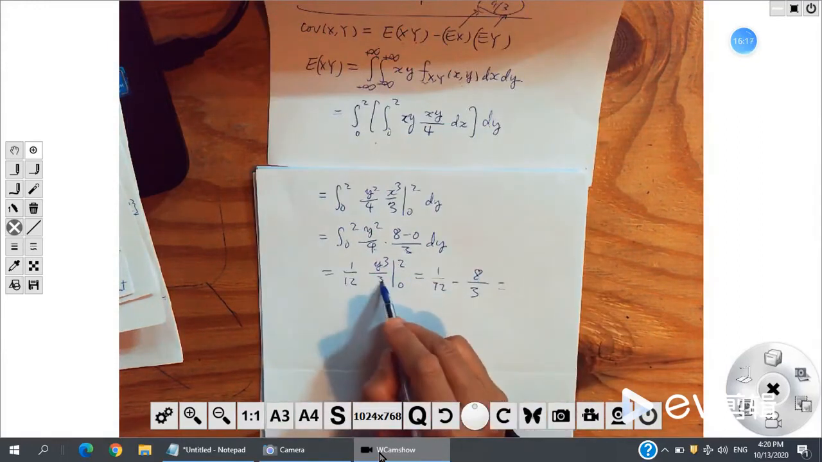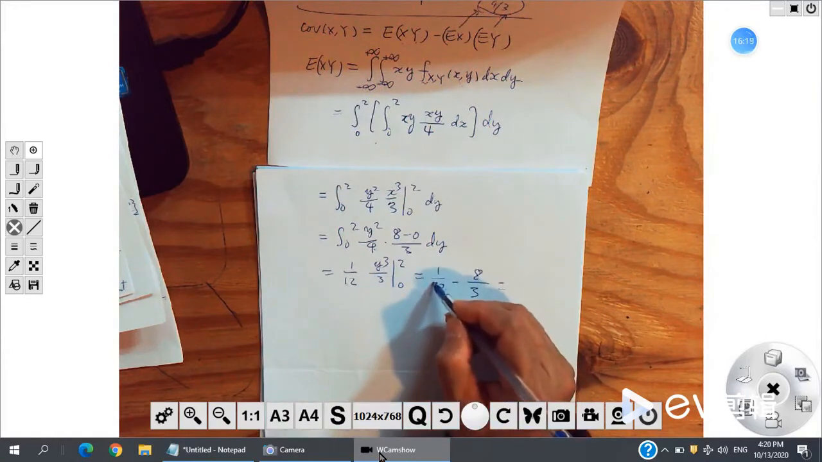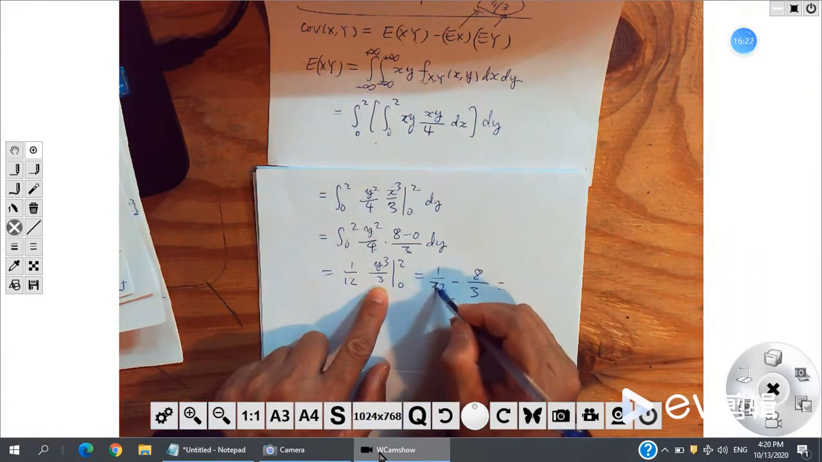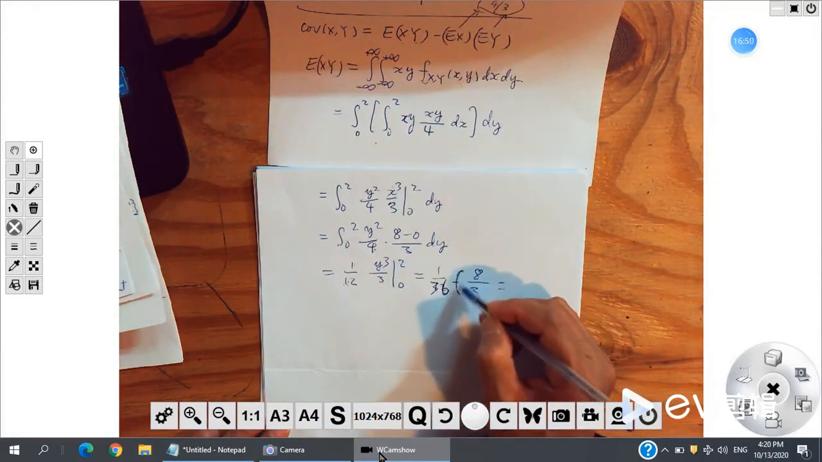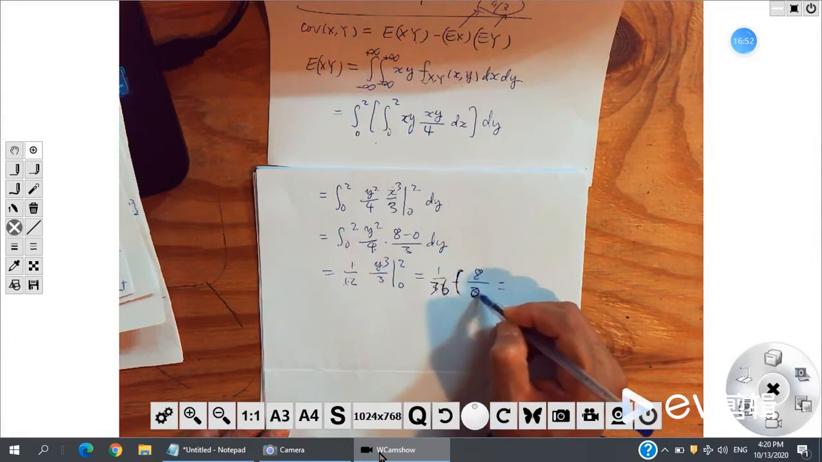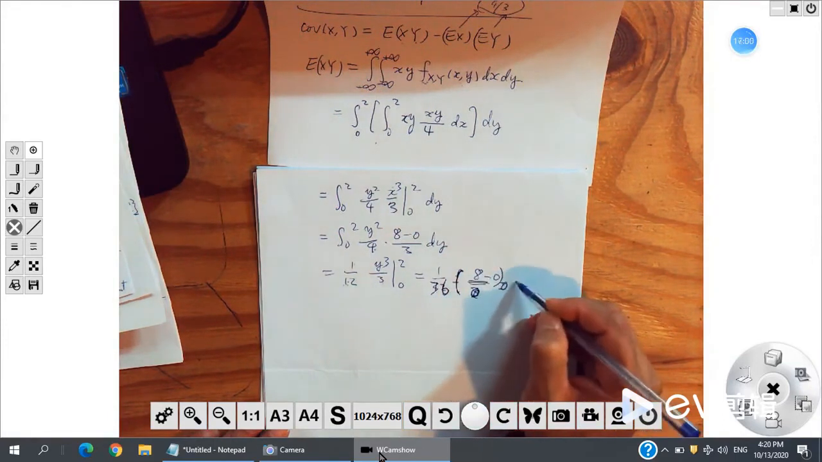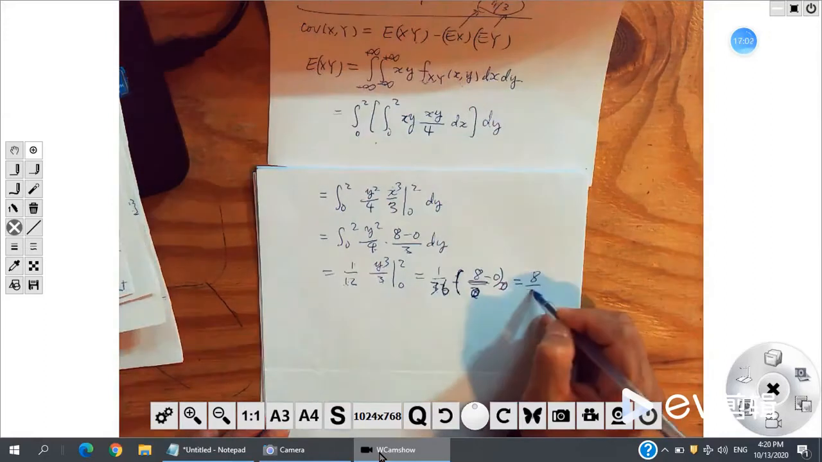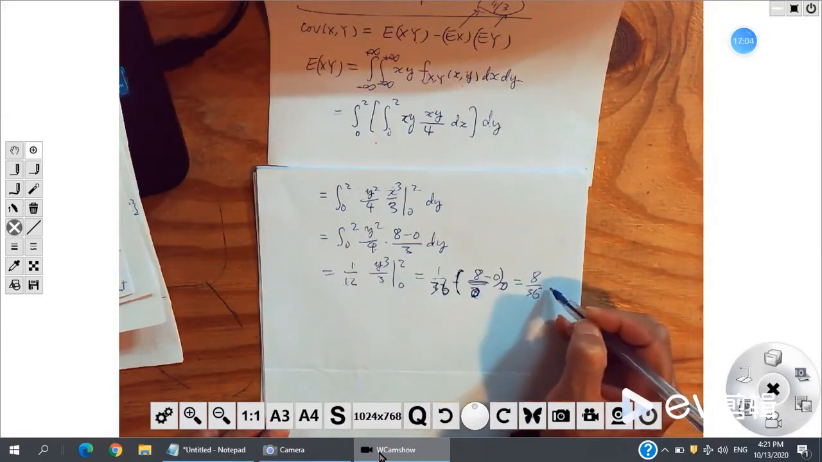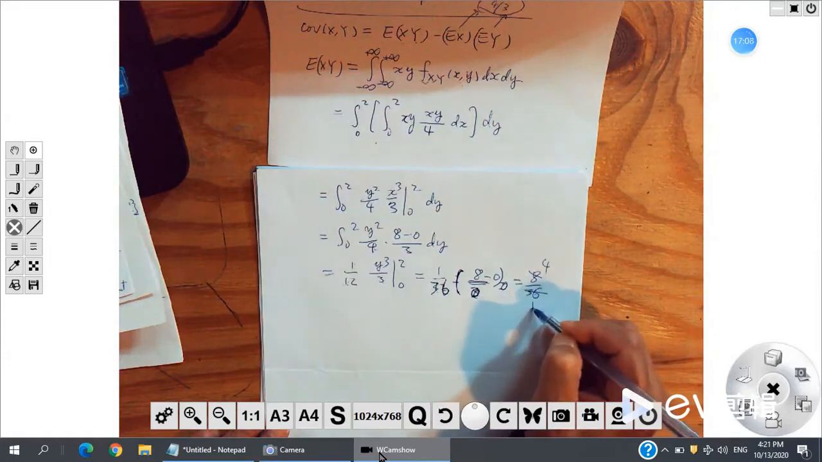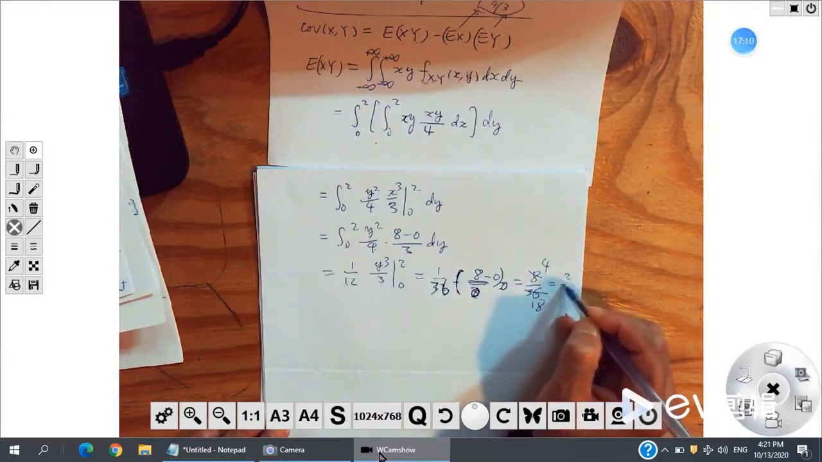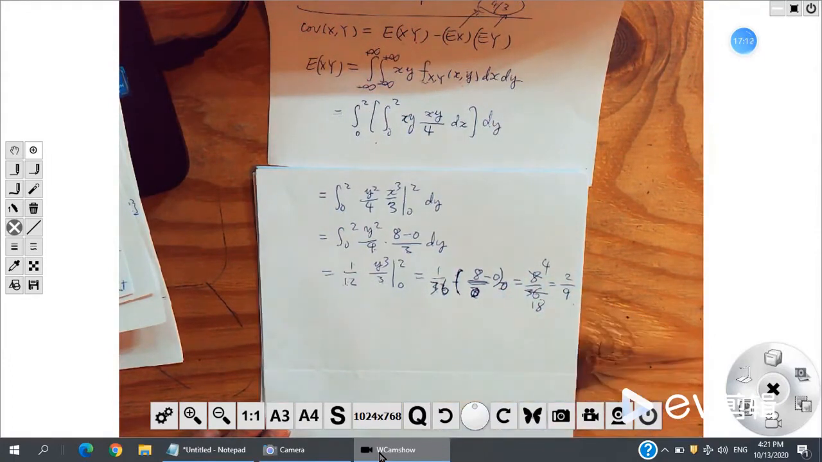12 times 3, I'm sorry. 12 times 3 should be 36. Right. And y cubed will be 8 minus 0. Right. This is 8 over 36. It's how many? This is 4. This is 18. It's 2 over 9. Okay, 2 over 9.